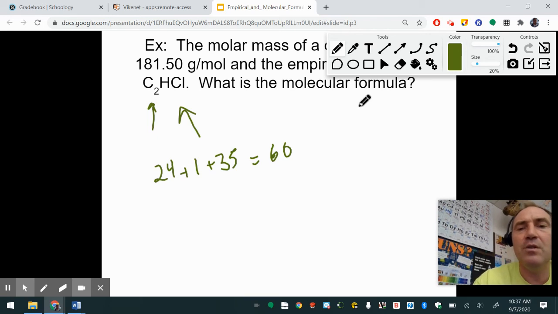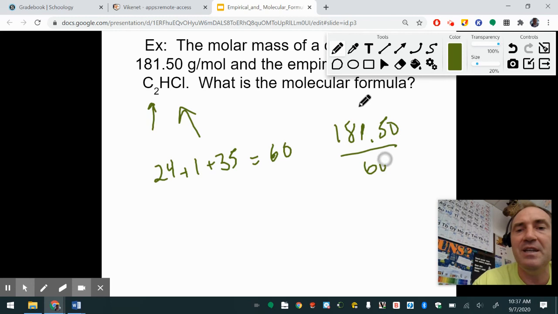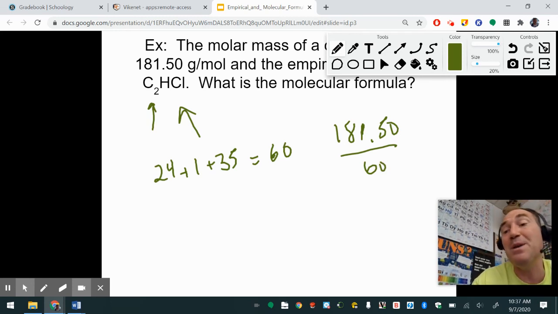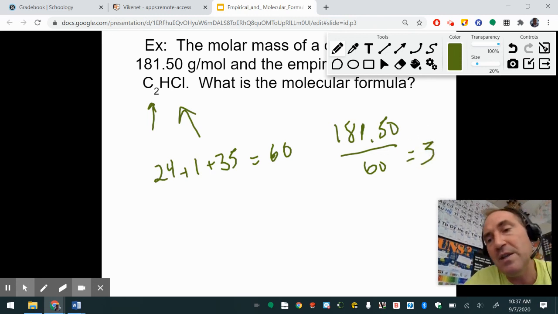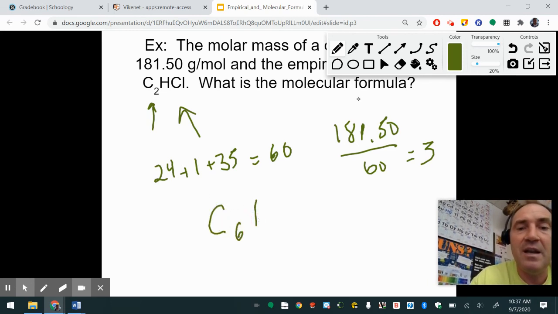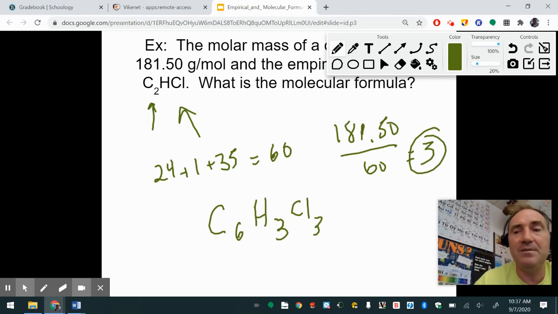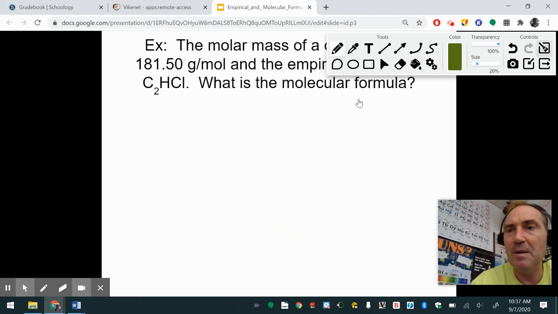So now look, 181.5 divided by 60. If you're comparing the molecular formula to the empirical formula, you can see that this is three times as large, right? So the actual molecular formula is C6H3Cl3 because we know that it's three times the amount. That's super nifty. Okay, I think we might be done.